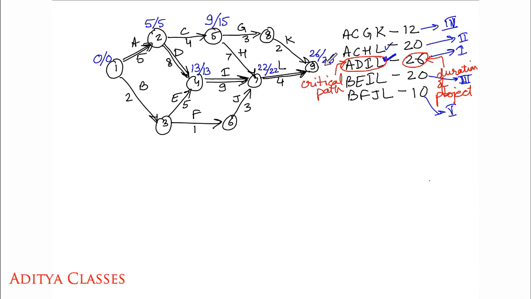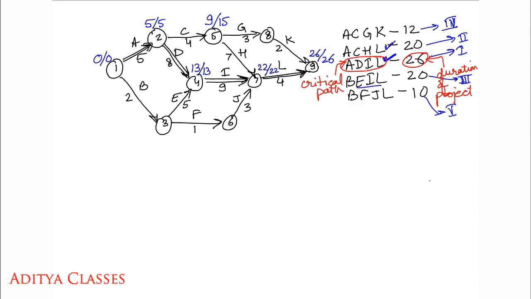Now let me jump to this 26. As I am on this 26, I should be making a backward pass. 26 minus 4, 22. 22 minus 7, 15. 15 minus 4, 11. No. In a backward pass, the smaller value survives. So it will not be 11, rather it will be a 5. 5 minus 5, 0. So we are through with both the forward pass and backward pass on ACHL.